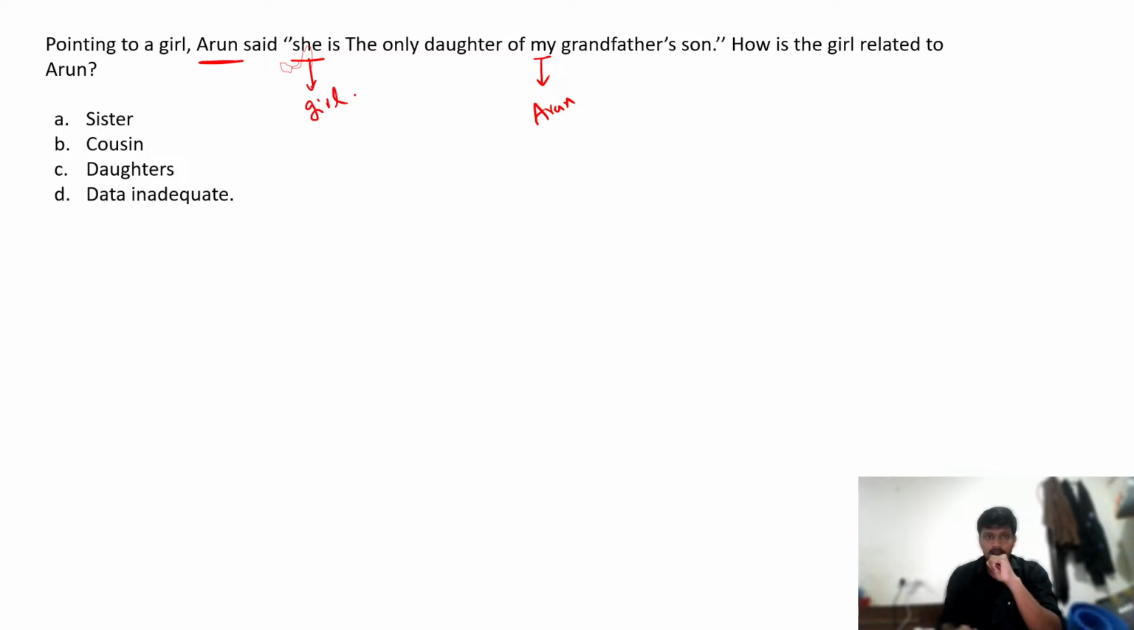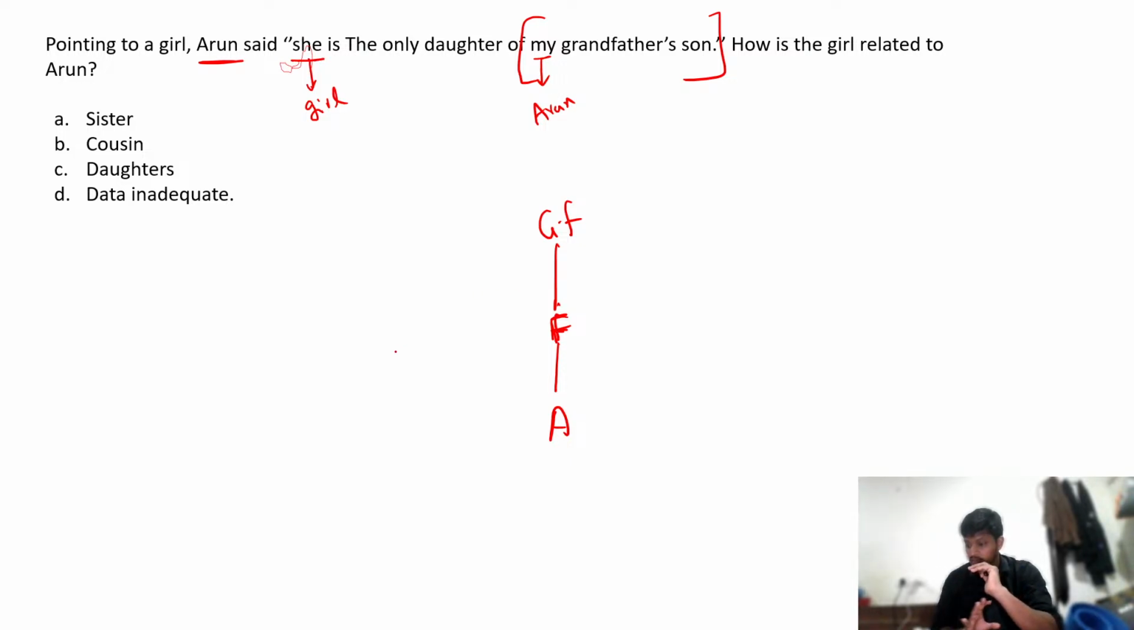Now what is the next step? Once you are done with identifying the speaker and whom he is talking about, you need to check "of", where you are having "of". Here I am having "of". Solve this one: my grandfather's son. So let us take Arun's grandfather's son, which means Arun's father. Whenever you say grandfather, you have to go 2 generations up. So Arun's grandfather's son is Arun's father.